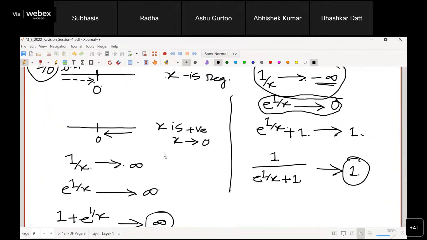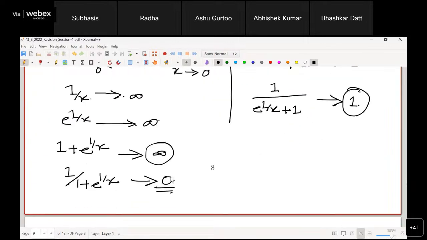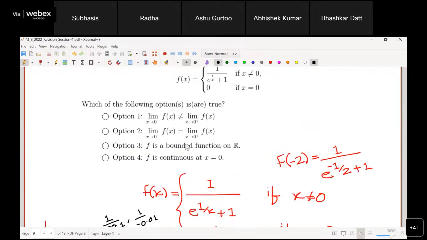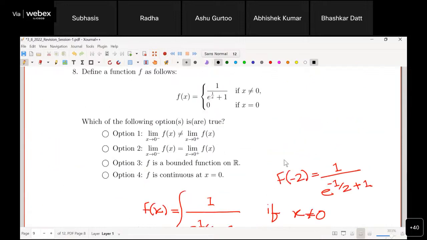So as you can see, my left hand limit is 1, and my right hand limit is 0. The right hand limit is not the same as the left hand limit. That means the limit of this function at 0 doesn't exist. Since the limit doesn't exist, from there itself I can say that the function is not continuous. Clear? Yes, sir. So the only thing that remains is to show whether the function is bounded or not. This is more or less easy.